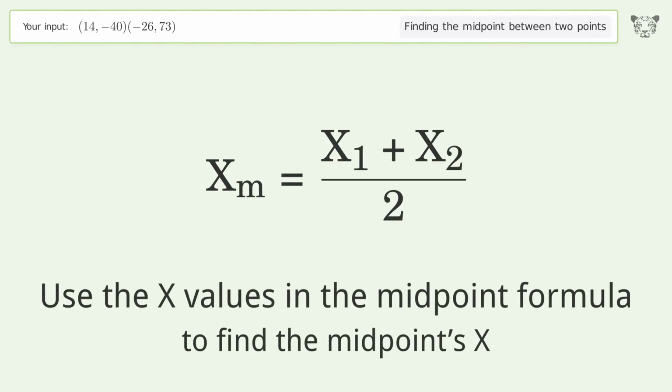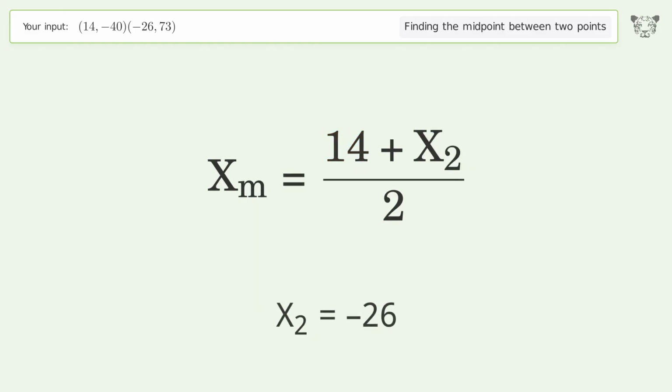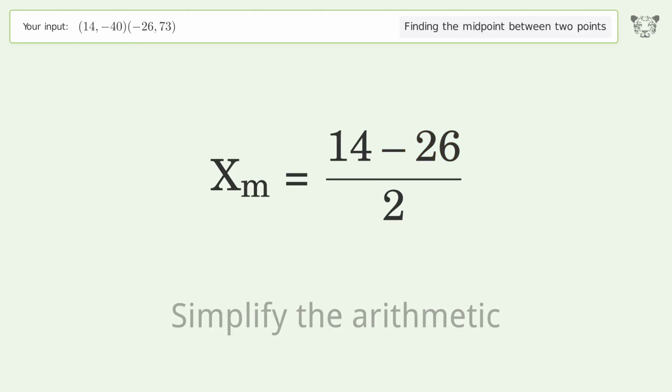Use the x values in the midpoint formula to find the midpoint's x. x1 equals 14. x2 equals -26. Simplify the arithmetic.